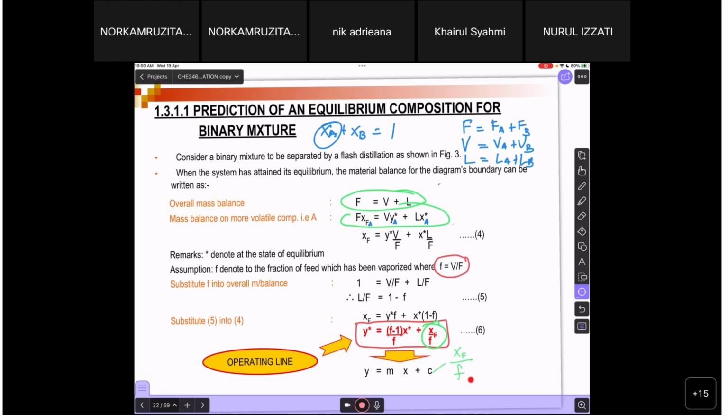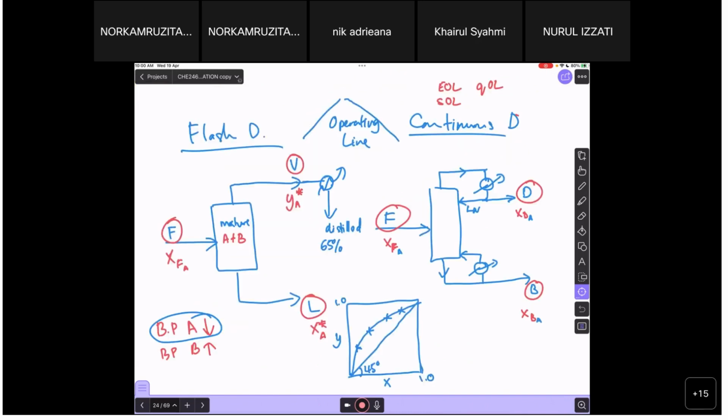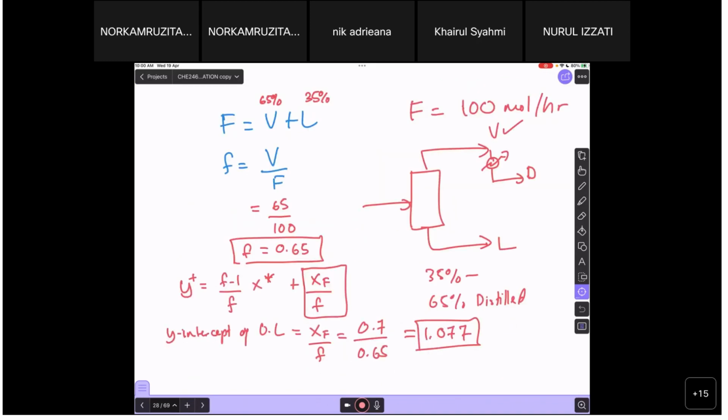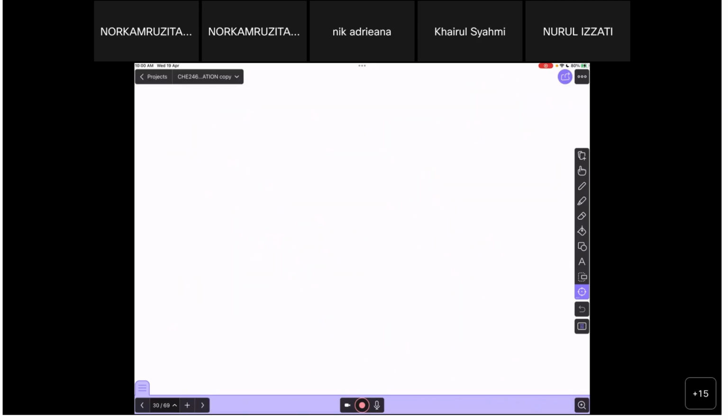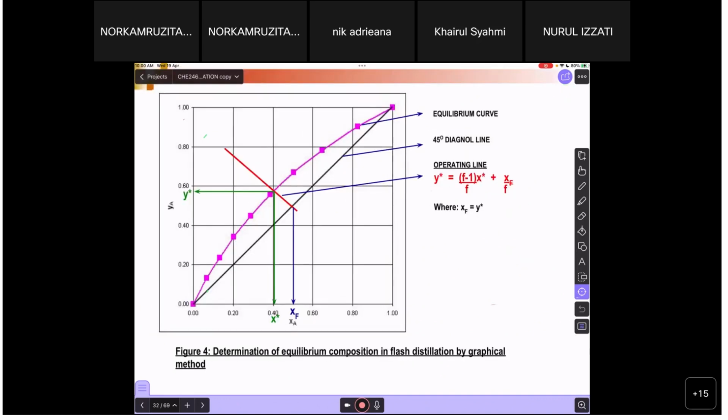Whatever it is, when you do the substitution for the operating line, most of your job is to look for the y-intercept, because from the y-intercept you should be able to solve the operating line. So we have done that already. This is the summary of your notes.